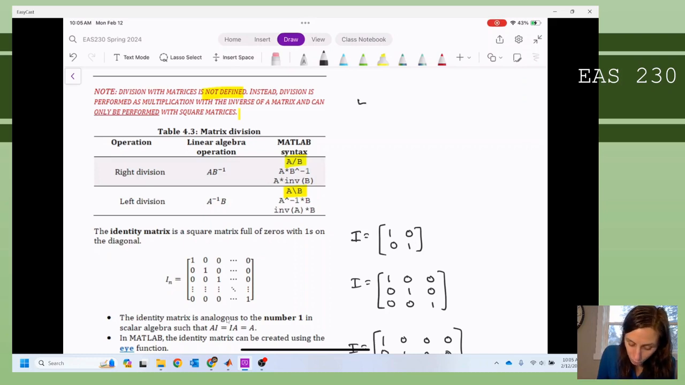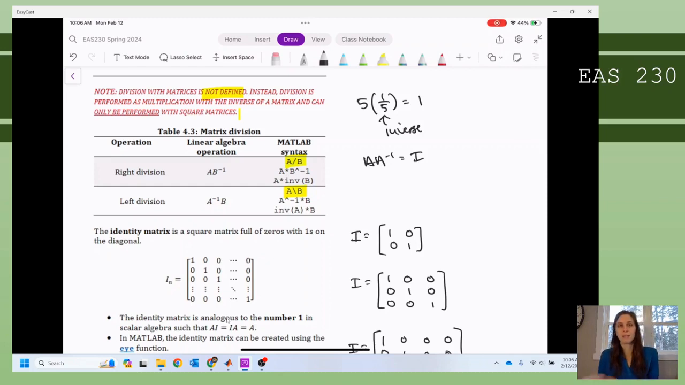So if we take a scalar, 5, and I multiply it by its inverse, I get 1. This is my inverse of a scalar. We have something similar in matrices, where if I take A times A inverse, I get what's called identity. We don't write it as 1 over A because it's not what it is, so we write it as the inverse.